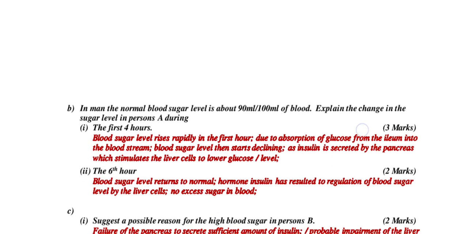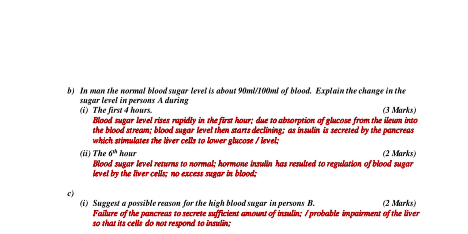Okay, let's move on to the next. In man, the normal blood sugar level is about 90 milligrams per 100 milliliters of blood. Explain the change in the sugar level in person A during the first 4 hours.